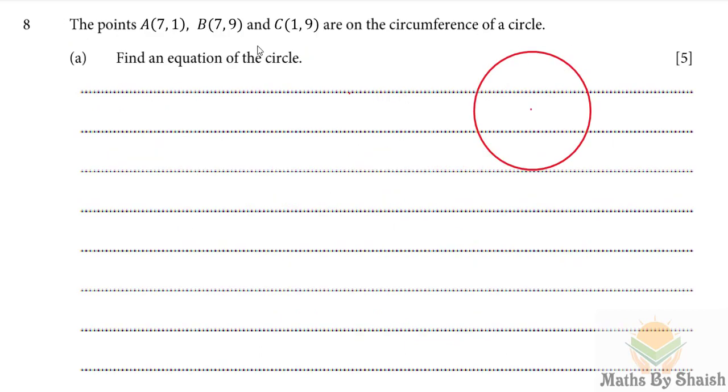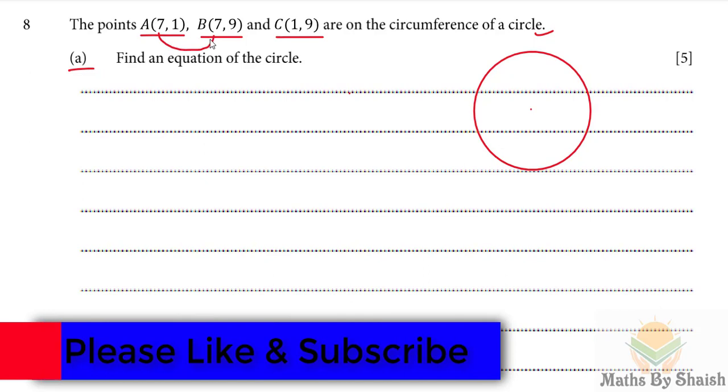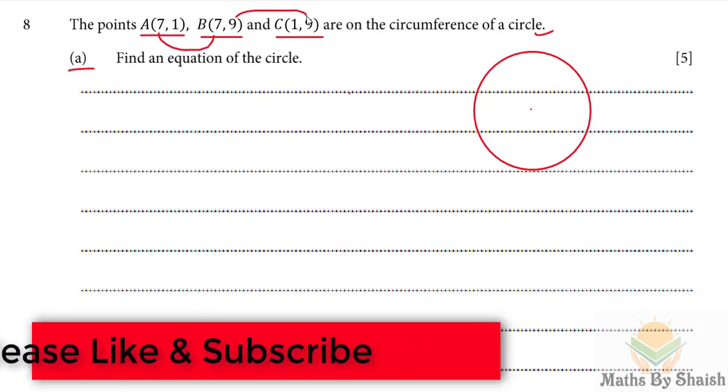And here is question number 8. The points A(7,1), B(7,9) and C(1,9) are on the circumference of a circle. Part A: find an equation of the circle. If we see the points, we can see in the first 2 points the x coordinates are the same, and in the last 2 points the y coordinates are the same.